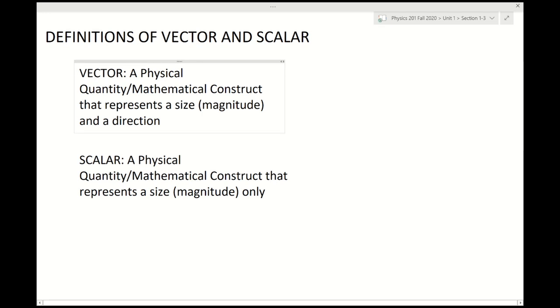Let's go over some basic definitions again. These are some slightly formalized definitions as opposed to the usual operational definitions we work from. First of all, a vector can be considered a physical quantity or mathematical construct that represents a size, called the magnitude, and a direction. A scalar is a physical quantity or mathematical construct that represents a size or magnitude only.